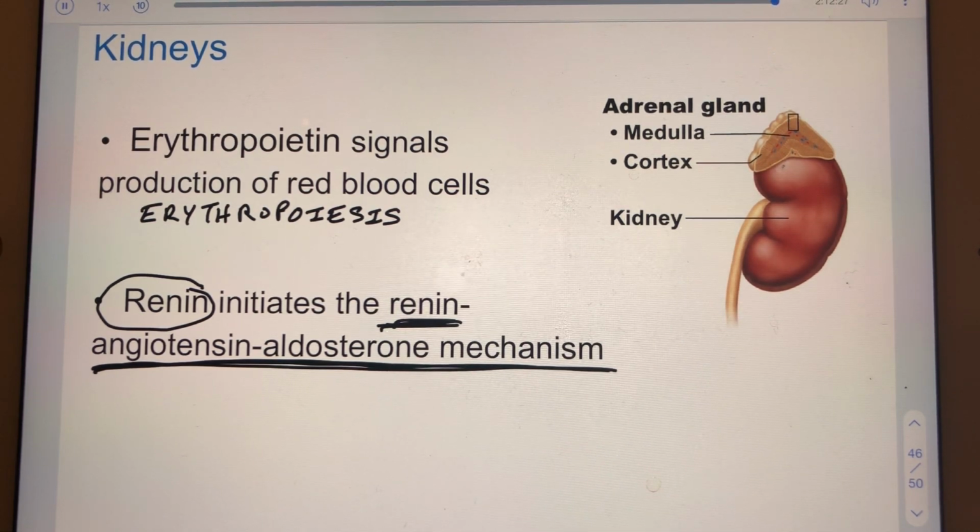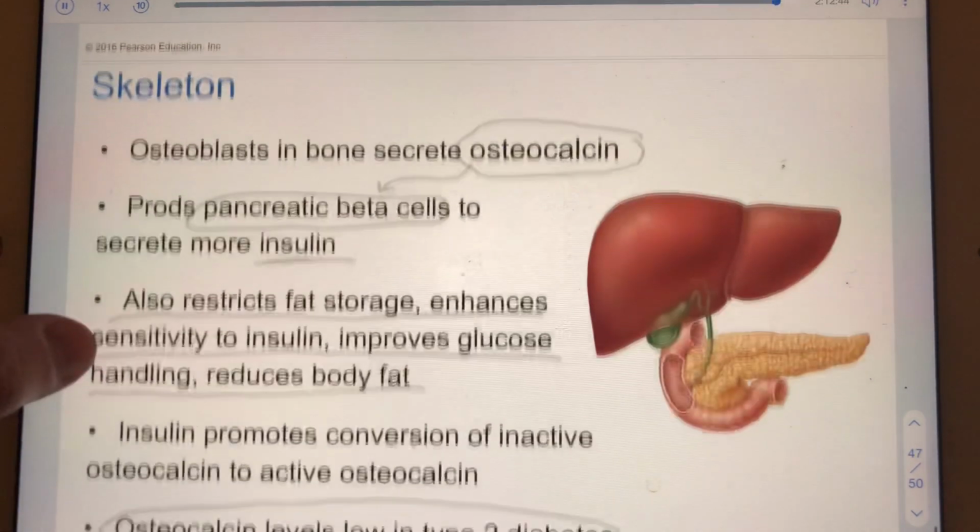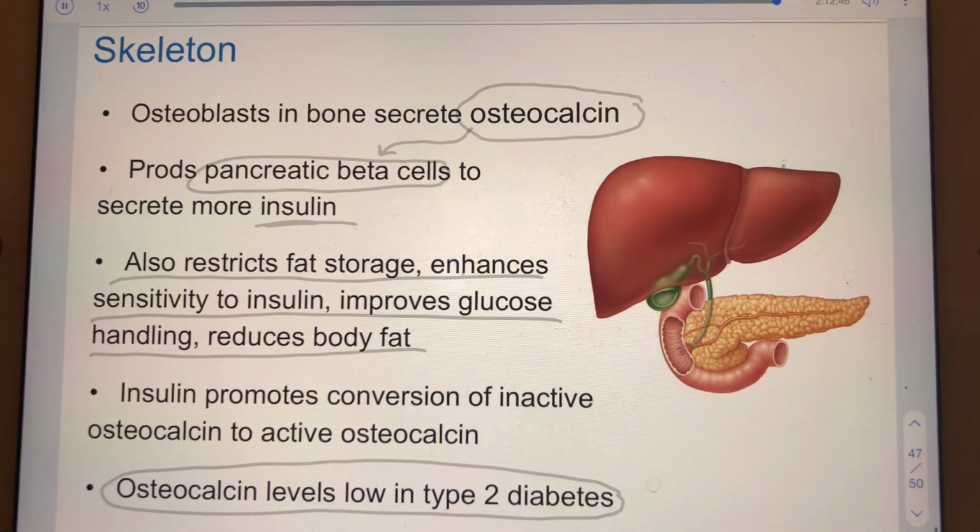Erythropoiesis is a more specific subset of hematopoiesis. Hematopoiesis is the production of blood cells. Erythropoiesis is the production of red blood cells. Okay, and erythropoietin is a hormone that promotes erythropoiesis. Let's move to slide 48.